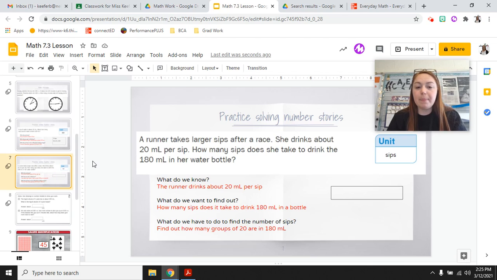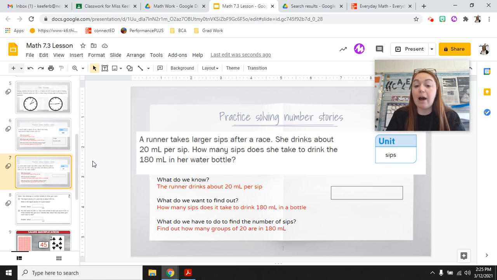Our next problem is also about milliliters, very similar to our last one. It says a runner takes larger sips after a race. She drinks about 20 milliliters per sip. How many sips does she take to drink the 180 milliliters in her water bottle? So again, what do we know? The runner drinks about 20 milliliters per sip. What do we want to find out? How many sips does it take to drink 180 milliliters in a bottle?